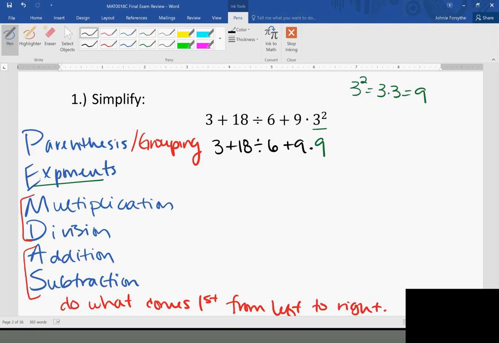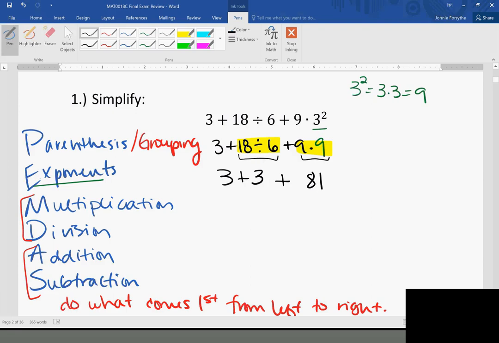Let's look and see if we have any multiplication or division. And we do have both. But like what I have here in the red, you do what comes first from left to right. So that means we're going to do 18 divided by 6, which is 3. And then we have 9 times 9, which is 81. And then we're going to bring down that 3 plus that positive 3 plus 81.